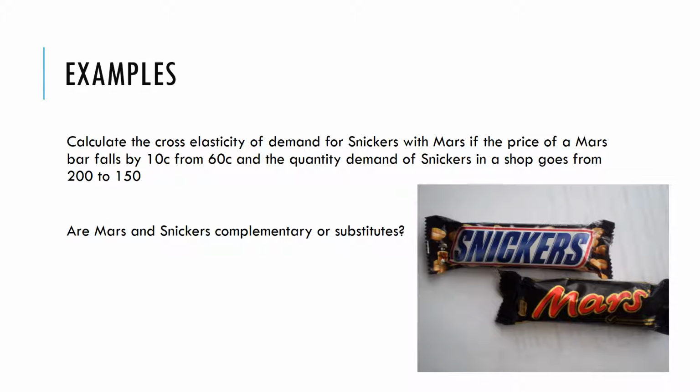So let's have a look at an example. Calculate the cross-elasticity demand for Snickers bars with Mars chocolate bars if the price of a Mars bar falls by 10 cents from 60 cents and the quantity demanded of Snickers in a shop goes from 200 to 150. And are Mars bars and Snickers here complementary, i.e. when the price of one falls, we buy more of the other? Or are they substitutes? When the price of one falls, we buy less of the other?